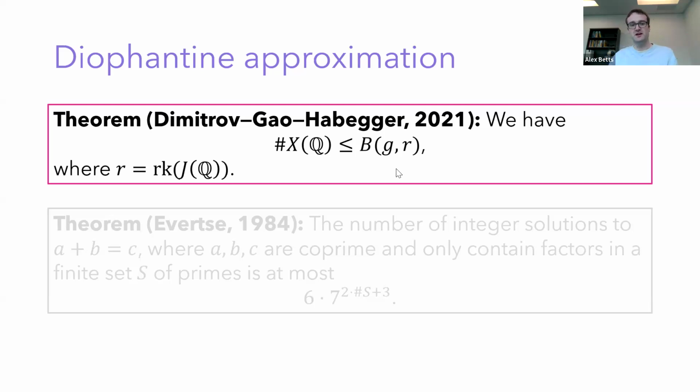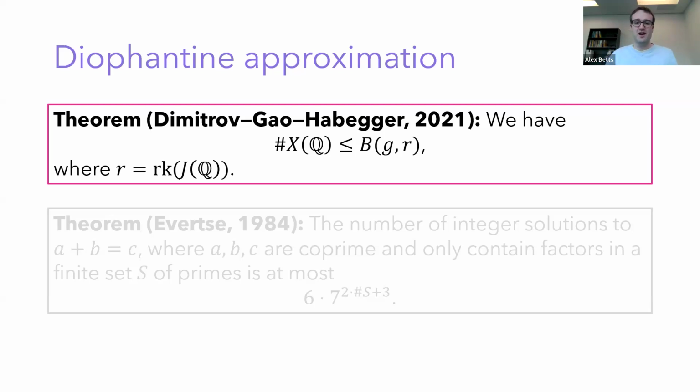First of all, the best known bound on the number of rational points was proved by Dimitrov, Gao, and Habegger a couple of years ago. And what they showed is that you can bound the number of rational points on a curve by some function which depends on just the genus and the Mordell-Weil rank of the Jacobian of X. There's also some implicit dependence on the base field, but my base field is always Q.